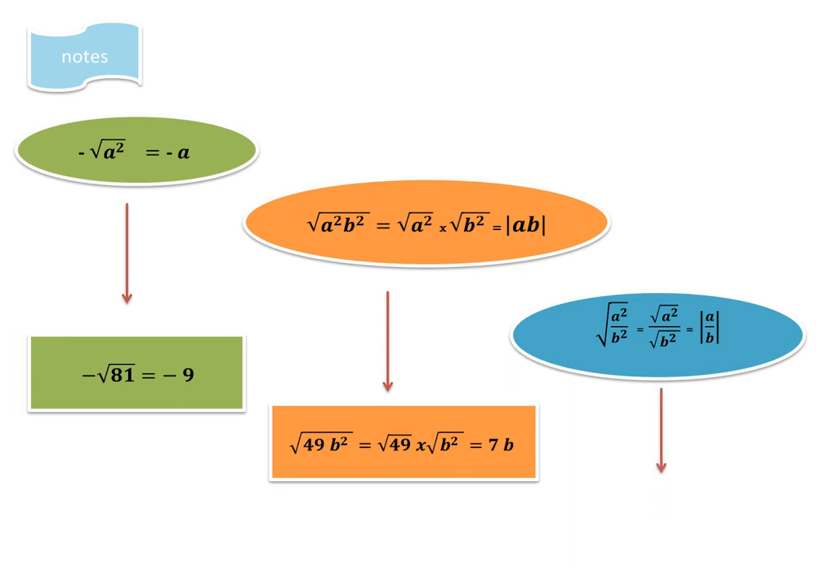For example, if we have the square root of 25 over 36, at first get the square root of 25, and get the square root of 36 will be 6, then the result will be 5 over 6.